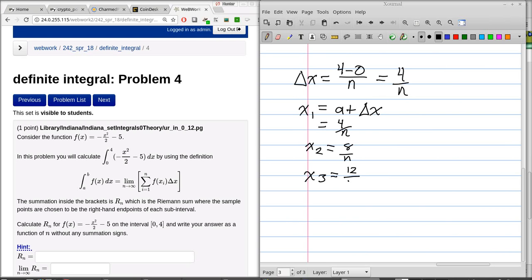12 over n. And now I kind of guess the relationship that's happening here. There's a little index here in each case, and the number on top is just 4 times that number. Observe how that's true. So that means that the ith one will be equal to 4 times i over n. Wonderbar.